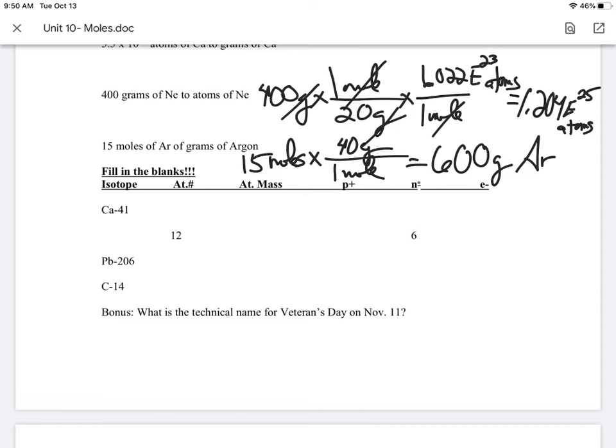So right here with calcium 41, we can see that the mass is 41. We look up and know that calcium is element number 20, which means that it has 20 protons, and since these are atoms, we're going to assume that it has 20 electrons. The difference here would be 21 neutrons.